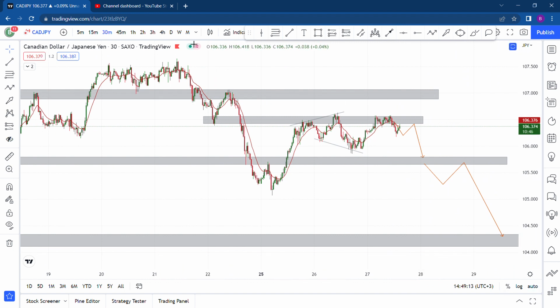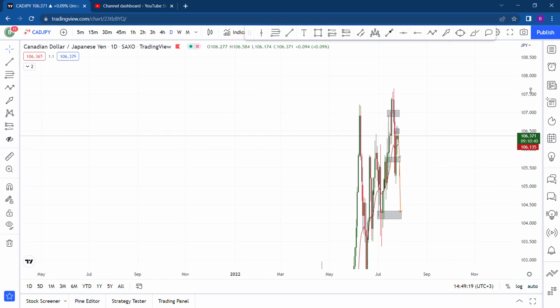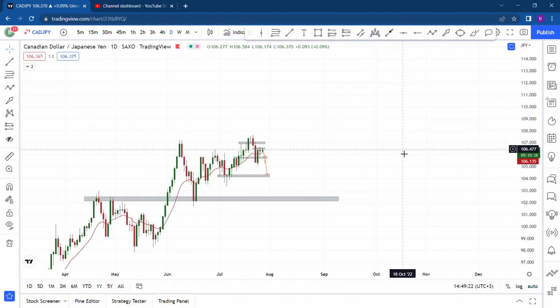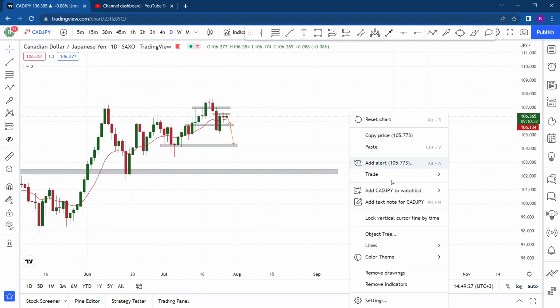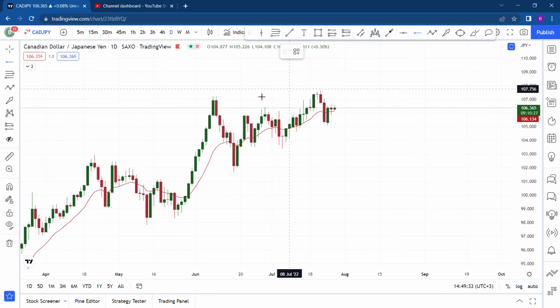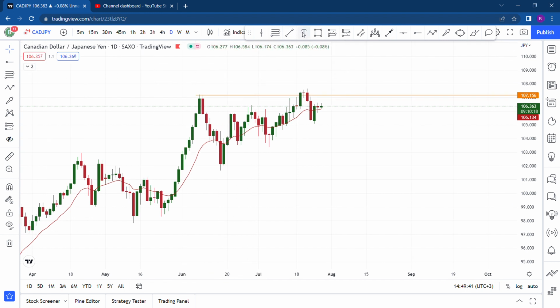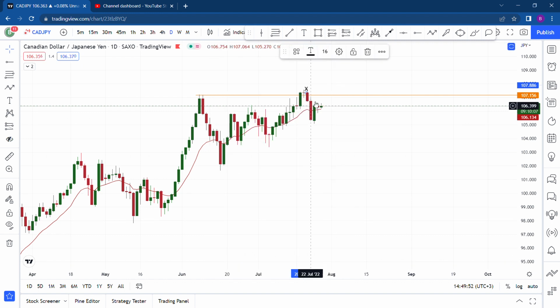Allow me to delete, or rather let's go backwards first of all to the 1 day time frame. So from the 1 day time frame, now let's delete everything and start all over again. Remove drawings. So from the 1 day time frame, we have these equal highs and a liquidity grab. Let's indicate that liquidity grab by letter X. So we have a liquidity grab here.